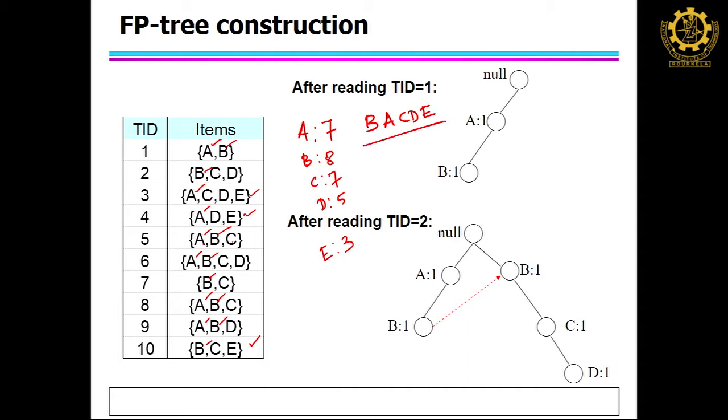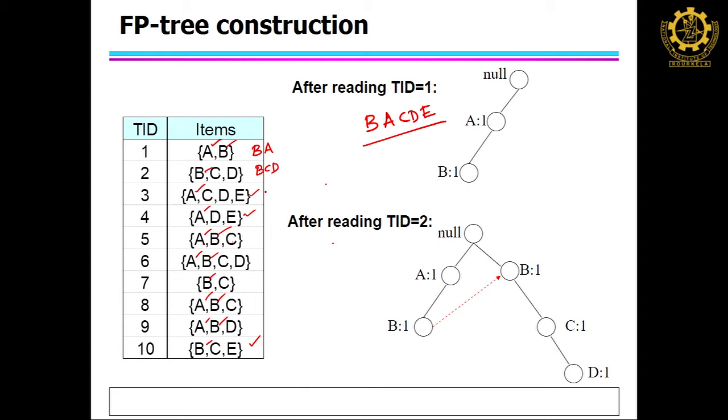Now, what do you do? You arrange each transaction based on the sorting order. So, the first transaction I can write as B A. The second transaction I should write as B C D. The third transaction, B is not here, so A C D E.